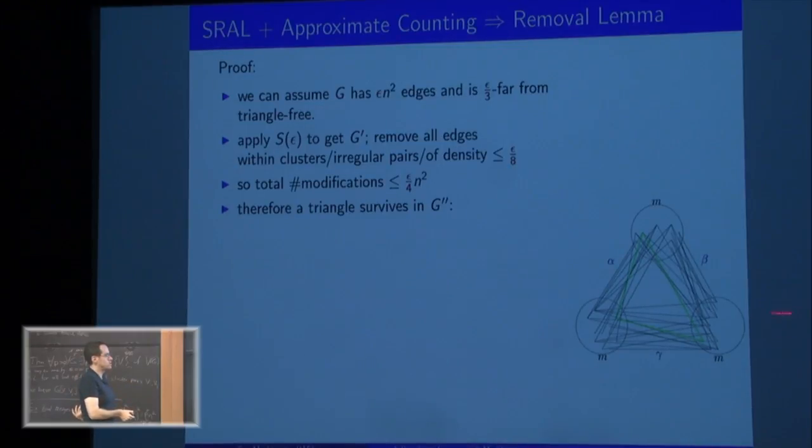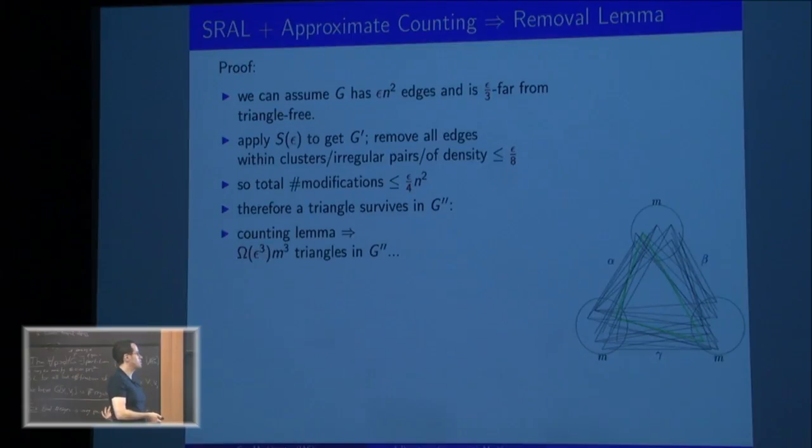Also, we know that all these three bipartite graphs are epsilon regular. There are no irregular pairs; if there are, we remove them. And we know that all three densities, alpha, beta, gamma, are of density at least epsilon over 8, because those of smaller density were erased. So we are in the setting which allows us to apply the counting lemma. We apply the counting lemma.